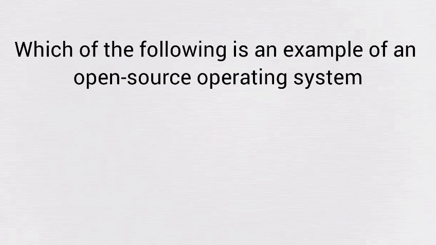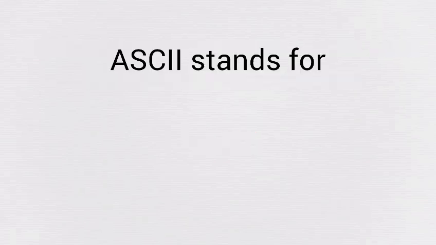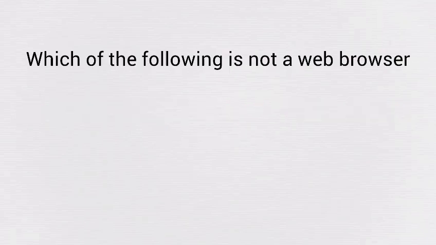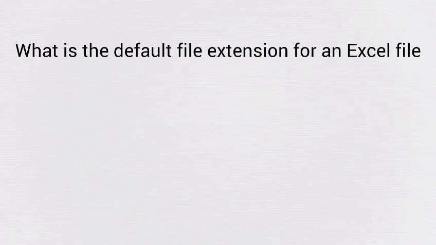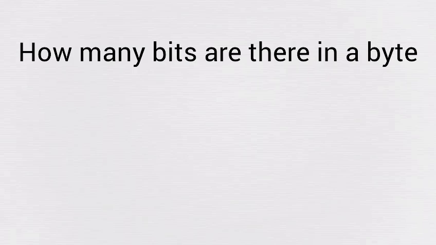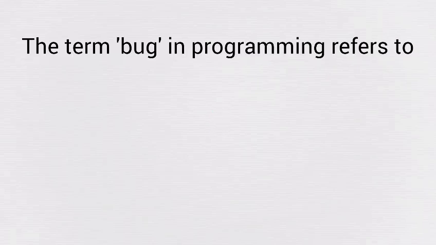Which of the following is an example of an operating system? Linux. ASCII stands for American Standard Code for Information Interchange. Which of the following is not a web browser? What is the default file extension for an Excel file? XLSX. The binary system uses which numbers? 0 and 1. How many bits are there in a byte? 8. The term bug in programming refers to an error in code.